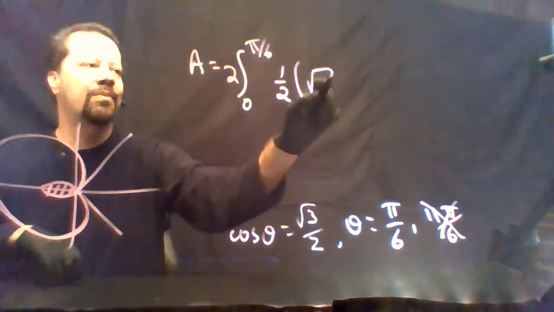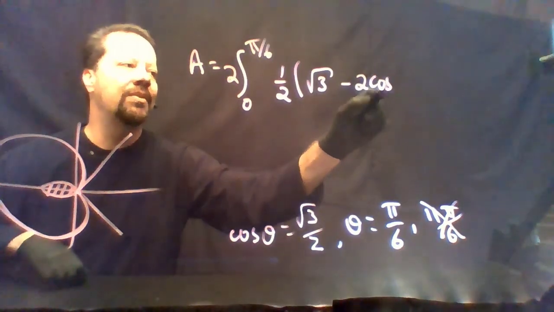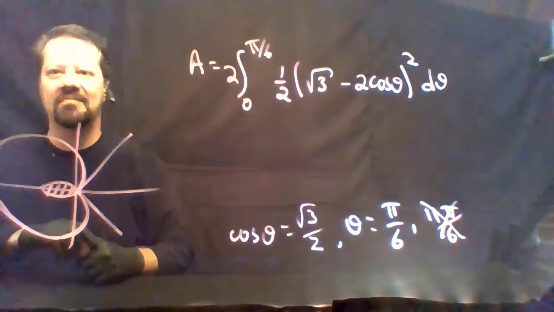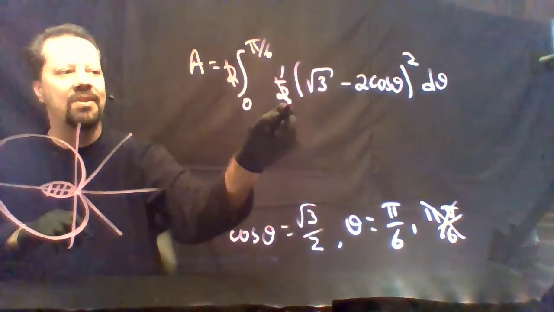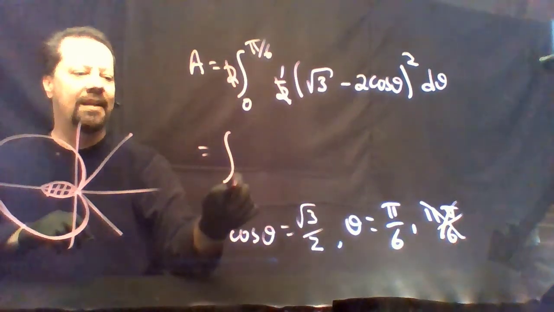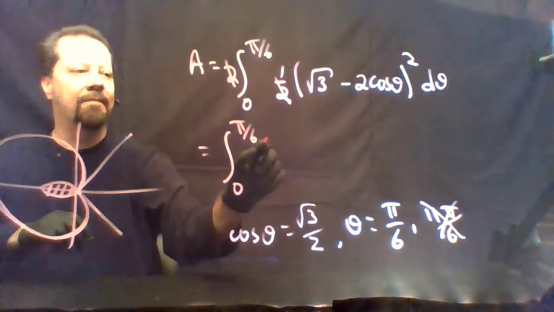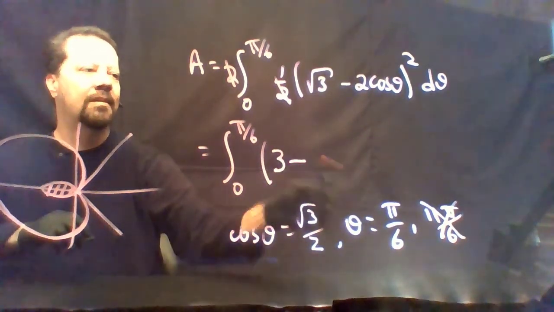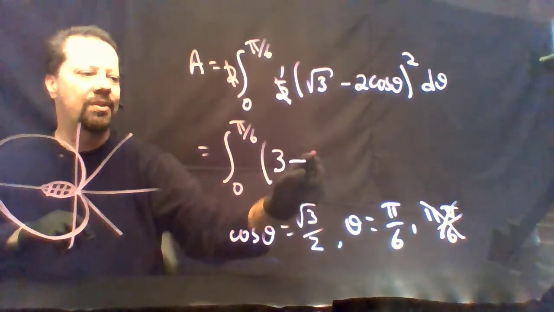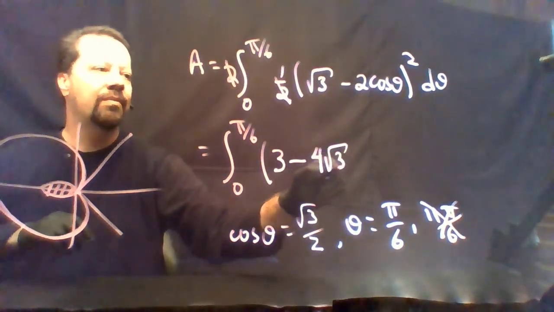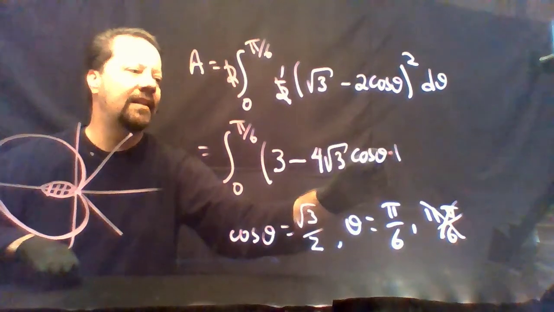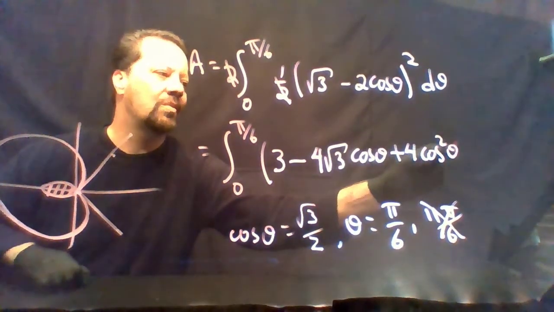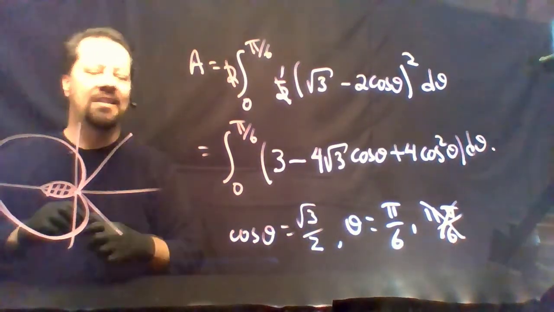1/2 r, which was root 3 minus 2 cosine theta squared, all times d theta. These two cancel. We'll be integrating from 0 to pi over 6. Foiling this out, we'll have 3. We'll have this times 2. That's going to be minus 4 root 3 cosine theta, and then plus the last term squared. That's 4 cosine squared theta d theta.